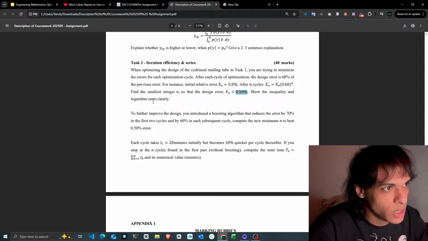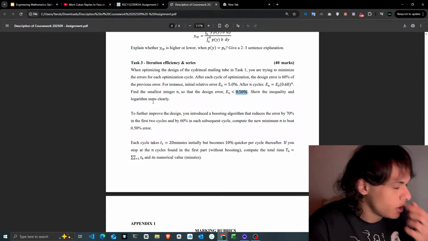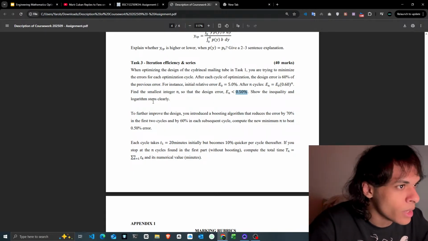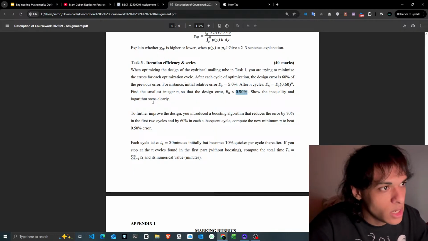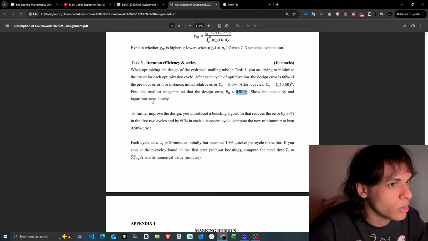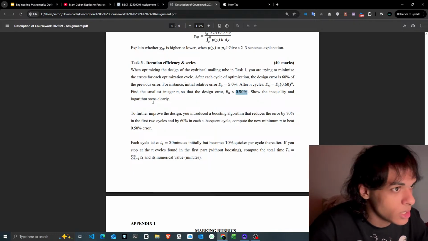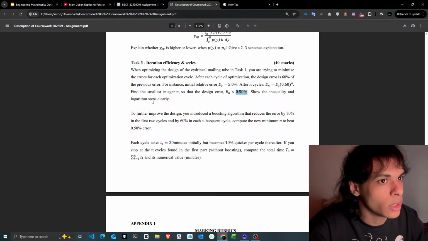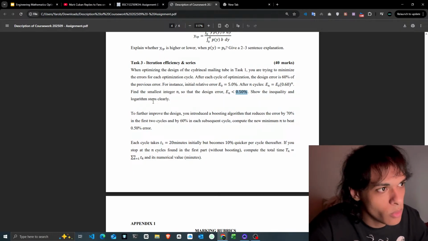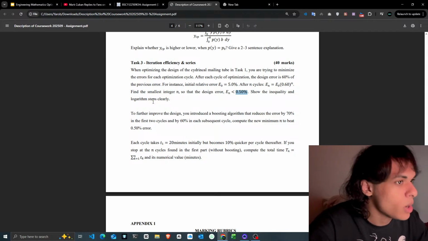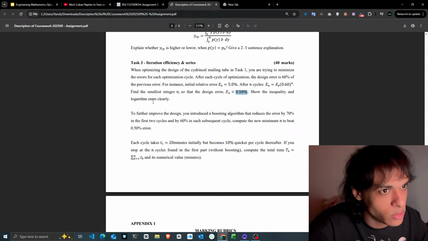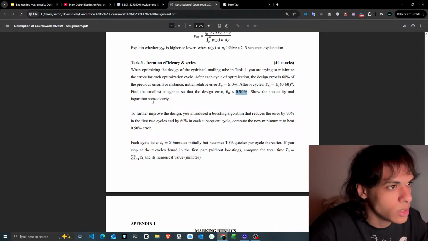After n cycles of optimizations, an unknown number of optimizations, E_n is equal to E naught, the initial error, multiplied by 0.6, which is the 60% error design that we're keeping each cycle, to the power of n, which is the number of cycles that we're going to be applying this percentage at, okay?